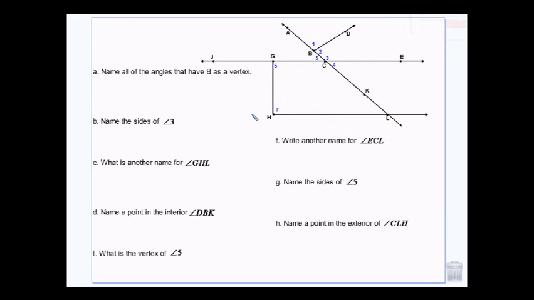Naming angles, because that's really important. So we're going to name all of the angles that have B as a vertex. So the first thing we need to do is find B, which is right here. If you want to, there's markers here if you need them. Okay, so B is our vertex.